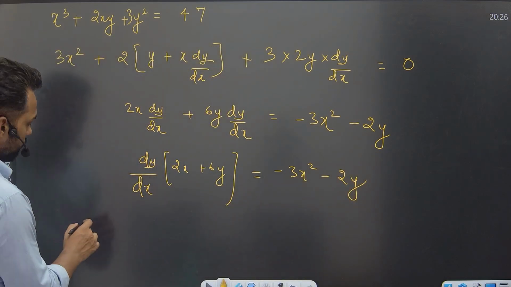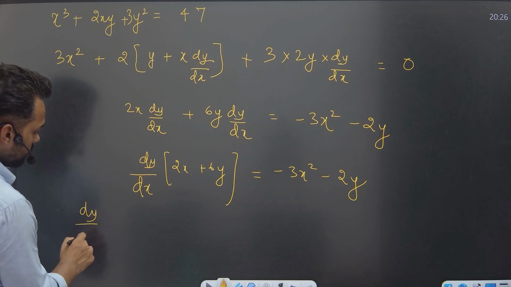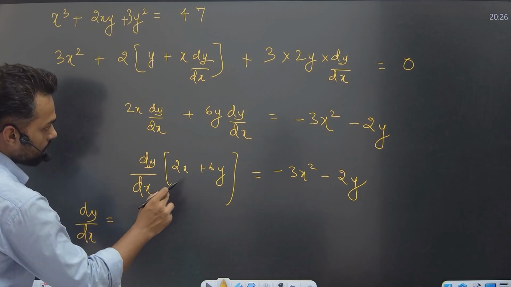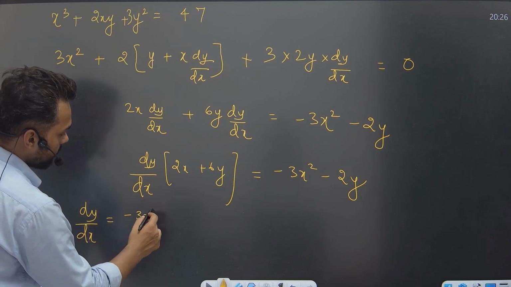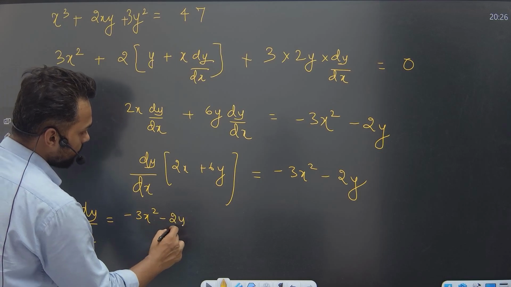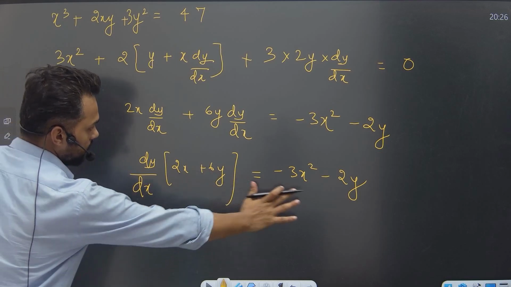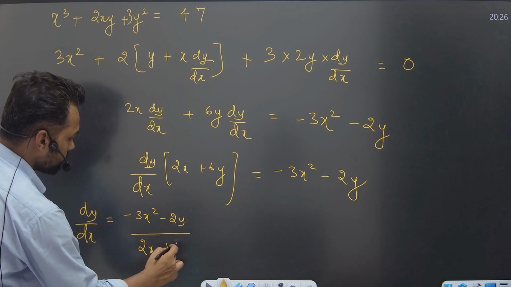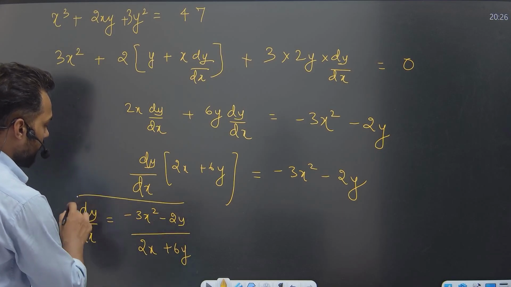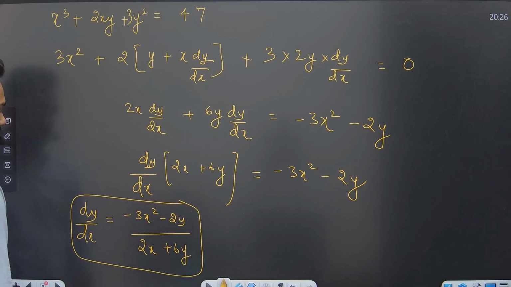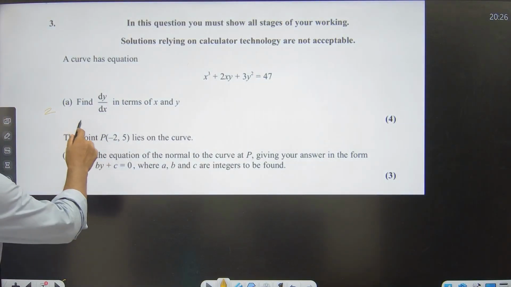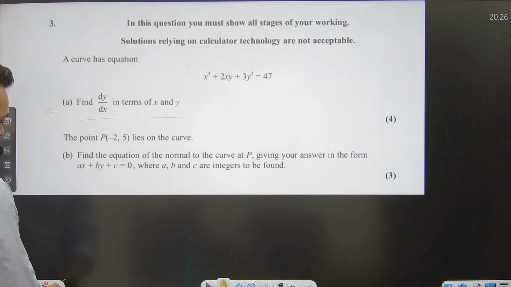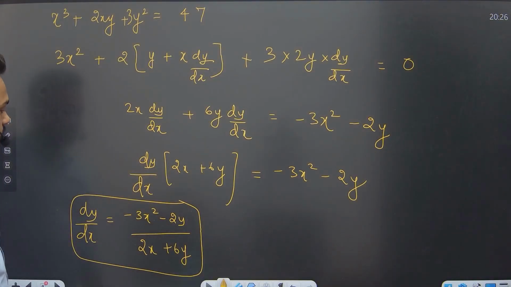So what values will we get? dy by dx equals negative of 3x squared negative of 2y upon this; we will take it to the denominator, so it will be 2x plus 6y. They have asked us for this particular expression of dy by dx, so we have got it, dy by dx in terms of x and y.